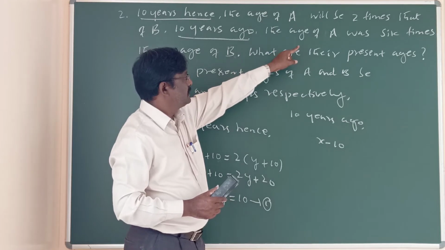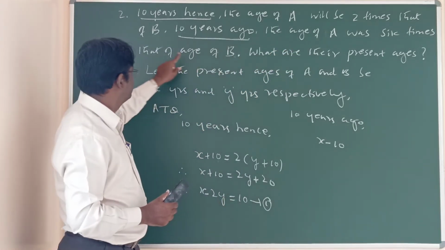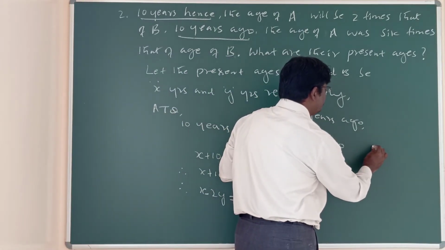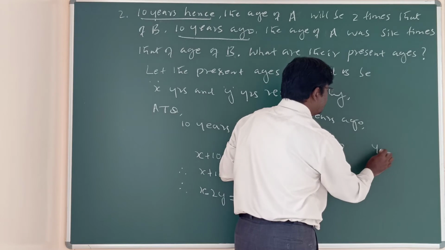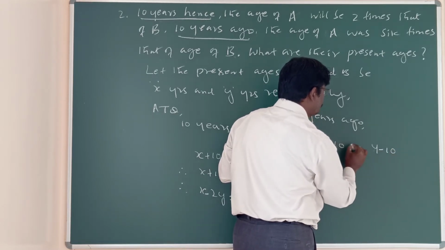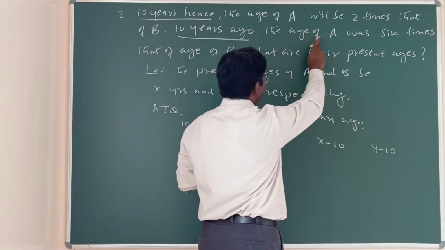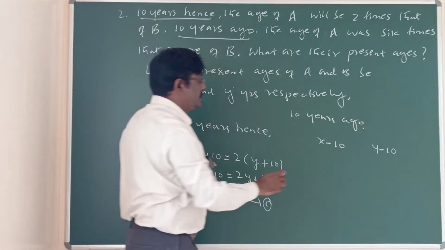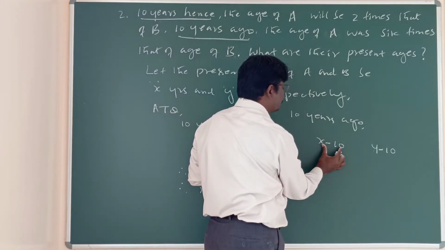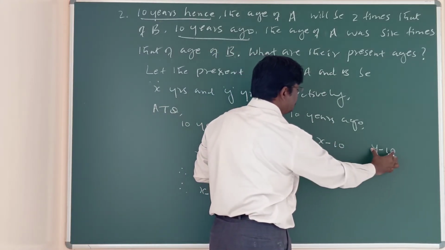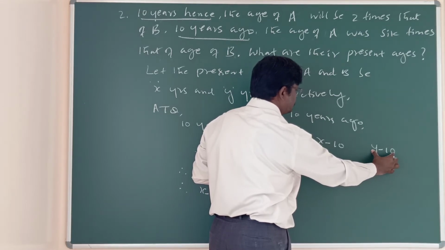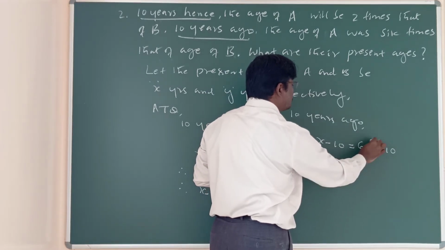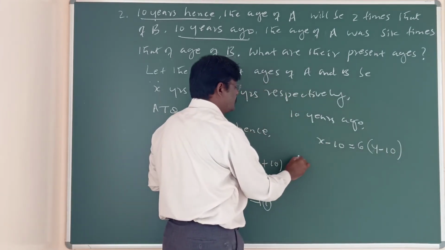The age of A was next that of the age of B. At present the age of B is y. 10 years ago, y minus 10. Now let us compare. The age of A was 6 times that of the age of B. So 10 years ago A's age was x minus 10, and 10 years ago B's age was y minus 10. Now the age of A was 6 times that of B.